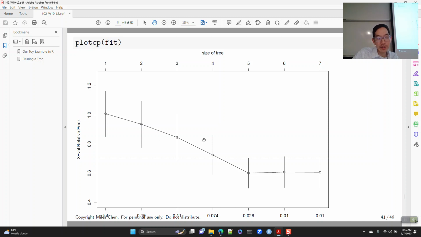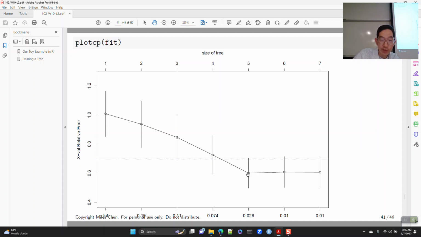So anyway, these are the different levels of tree size you can have. A tree with 7 nodes or something, and different complexity parameters. And this is our best performing tree. With a complexity parameter of 0.026, this produced the smallest cross-validation error. And we have error bars on here, okay? And so actually, as we went to 6 or 7 nodes, the cross-validation error went up.